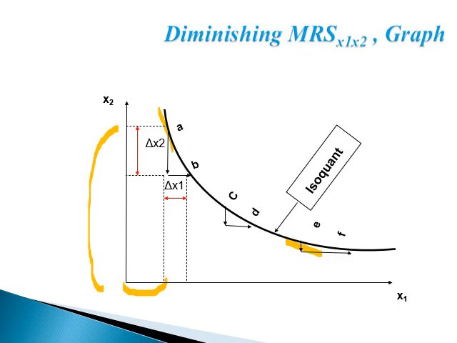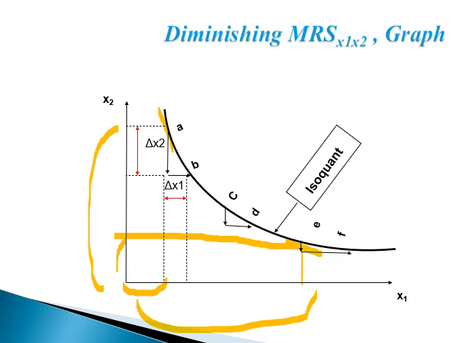But if you look at the slope right here, I have a lot of x1 and a little of x2. If I here increase x1 by 1 unit, I can only decrease x2 by very few units because I have very little of x2, and that's why the slope declines from point A all the way to point E and point F.